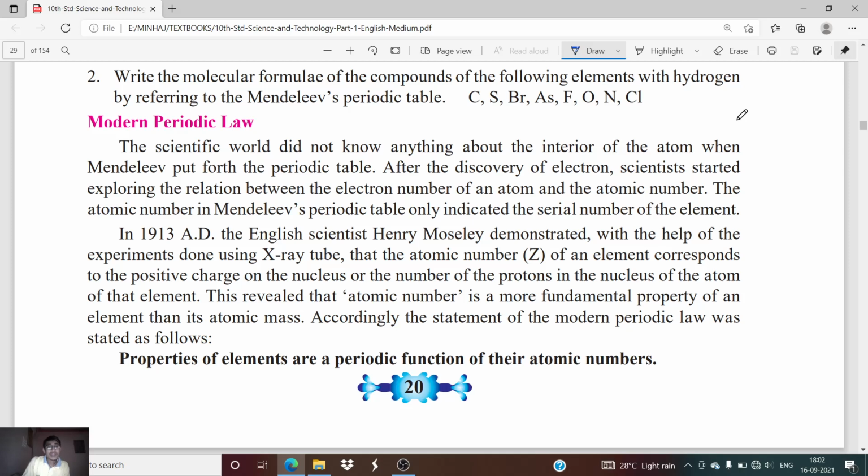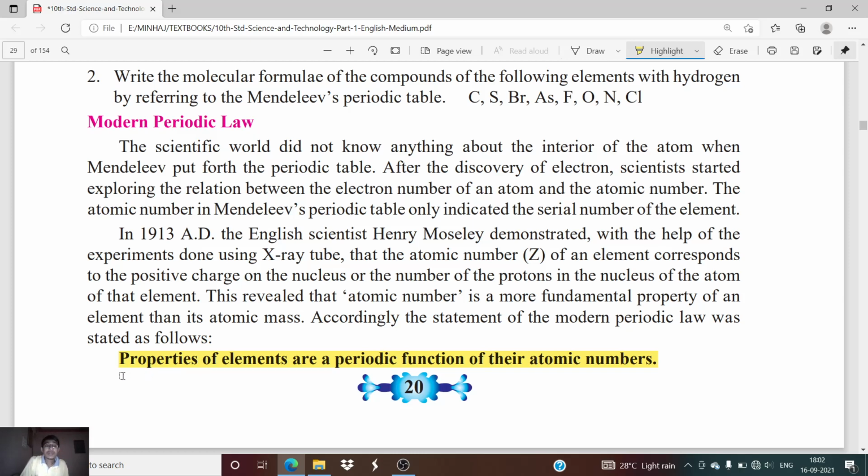After studying all these properties, he found a new law and named it the modern periodic law. What was the law? The properties of elements are a periodic function of their atomic numbers. This particular statement is the modern periodic law. In the previous classification, we saw that Mendeleev considered atomic mass as the periodic function of the element, but the more concise and more applicable law is that the periodic function of the element is atomic number.